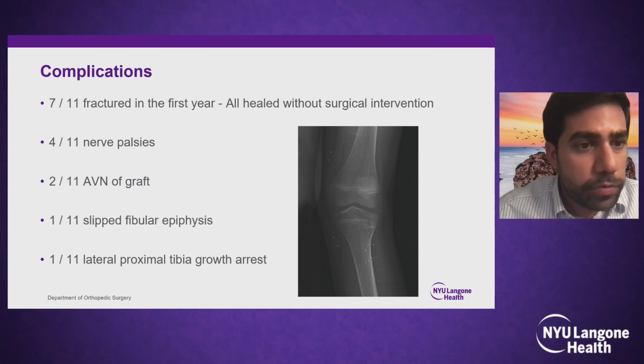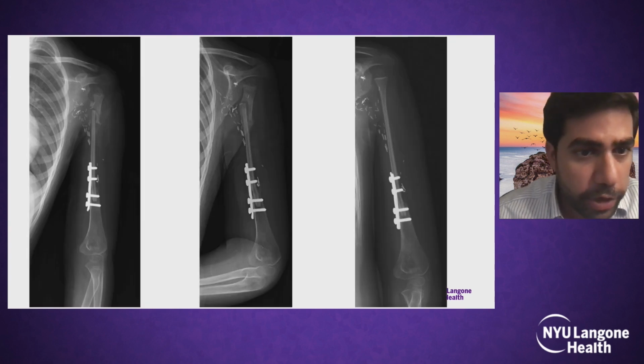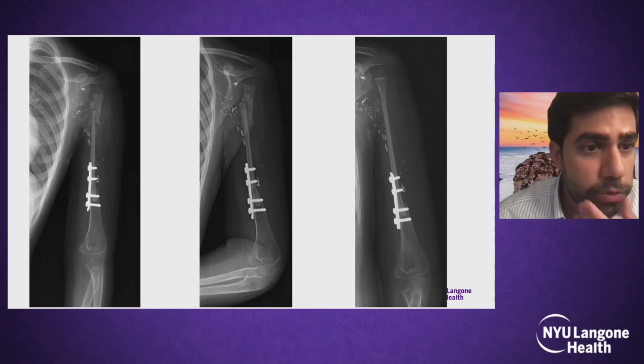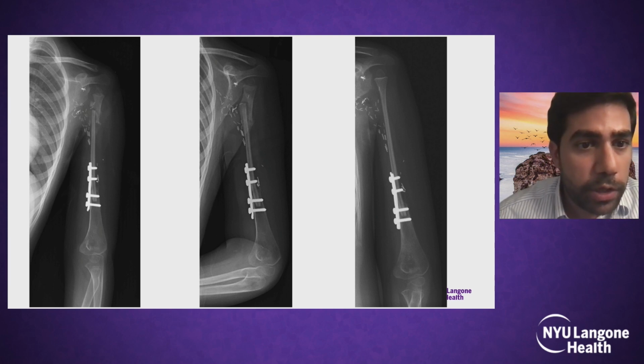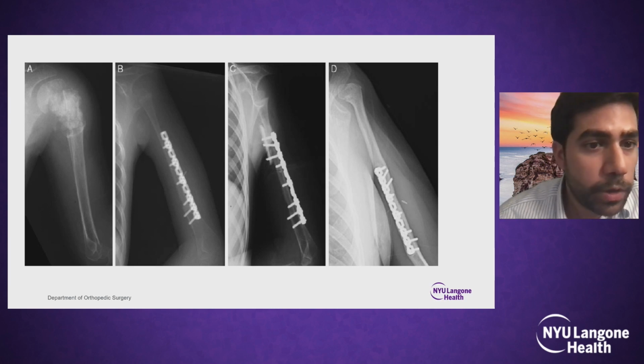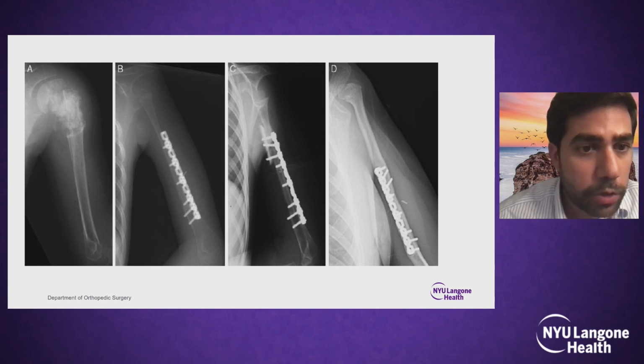There were complications, obviously. There's some deformity, nerve palsies, AVN of the actual graft, and the most common was fracture, but fractures actually heal really well non-operatively. So there's a fracture of the free fibula that went on to heal, remodel, and as you can see, lengthen or grow. This is another example of how it can also thicken to even look like a humerus over time.